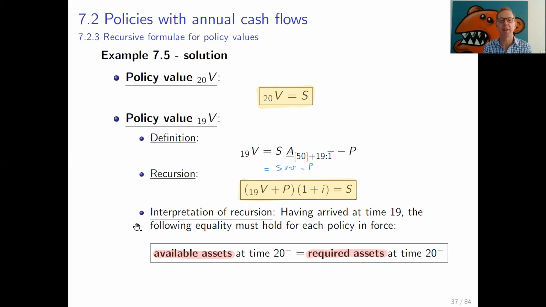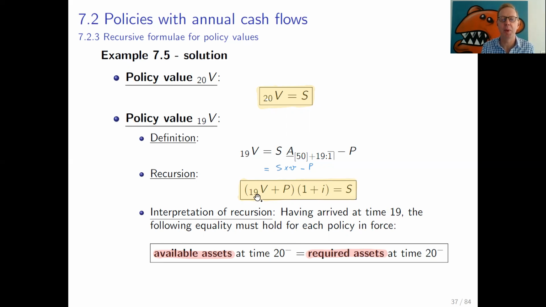What is now the interpretation of this recursion? We have arrived at time 19, the insured is still alive, and the following equality must hold for each policy that is in force. In particular, for the one where the insured is alive, we need that the available assets at time 20 minus must be equal to the required assets at time 20 minus.